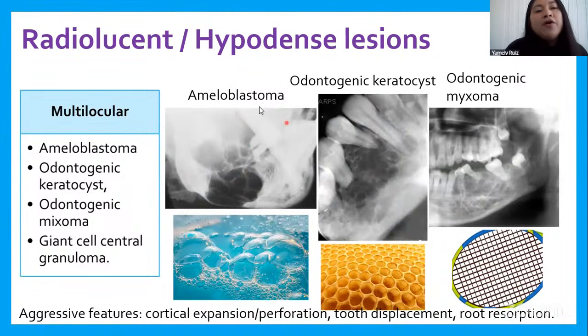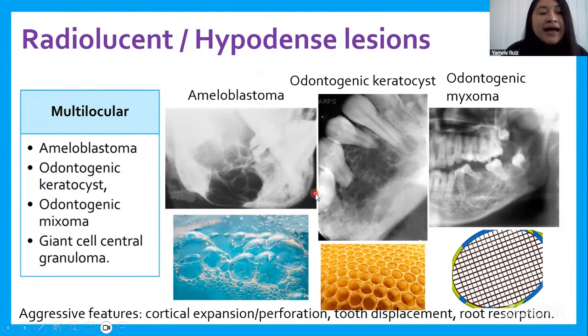The second group are radiolucent hypodense entities that have a multilocular pattern. In this group, we have entities like ameloblastoma, the odontogenic keratocyst, the odontogenic myxoma, and giant cell central granuloma.